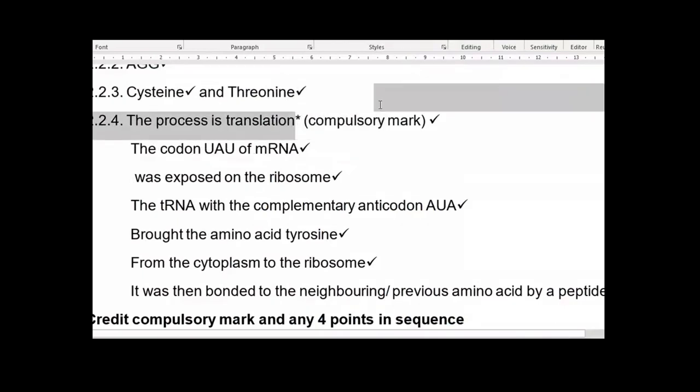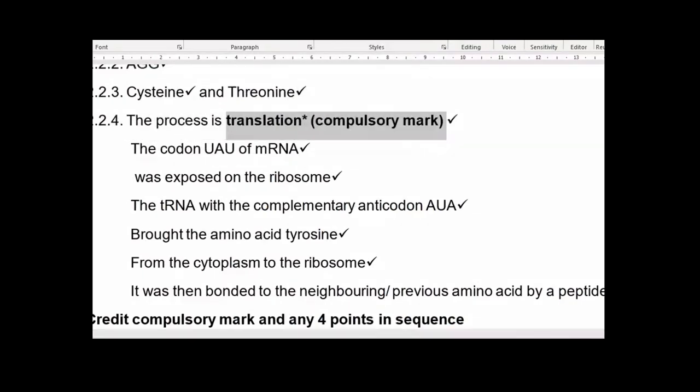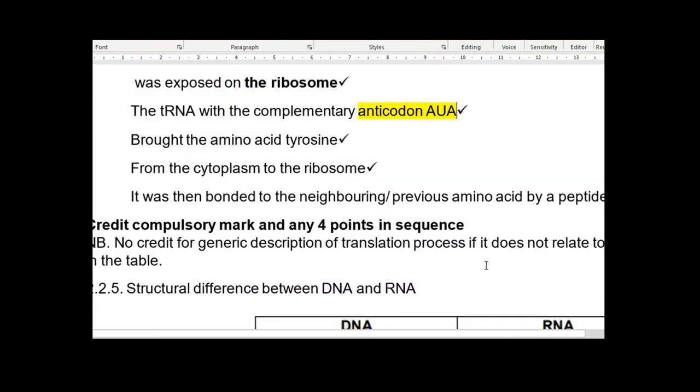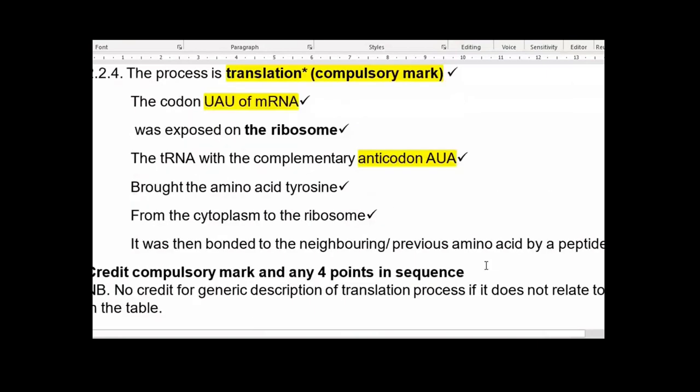And that would be a compulsory mark if you got that right. If you got it wrong, you would just lose a mark there. But the rest is still the same. Okay, so it says the codon UAU of the mRNA was exposed by the ribosome. The tRNA was then complementary to the anticodon AUA. And then that brought the amino acid tyrosine from the cytoplasm to the ribosome. And it is then bonded to the neighboring previous amino acid via a peptide bond. Okay, and you have to explain it in that way in the exam.